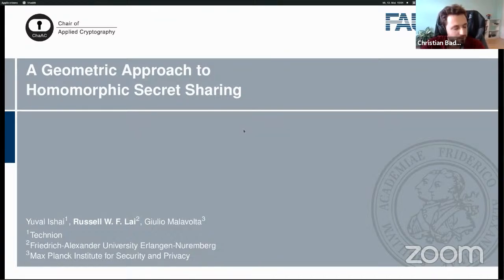It's the paper with the title, A Geometric Approach to Homomorphic Secret Sharing. It's joint work by Yuval Ishai, Russell Lai, and Giulio Malavolta. And Russell is giving the talk. Please go ahead. Thanks for the introduction. So I'm Russell Lai. I'm going to talk about a geometric approach to homomorphic secret sharing. And as said in the introduction, it's joint work between Yuval Ishai and Giulio Malavolta.